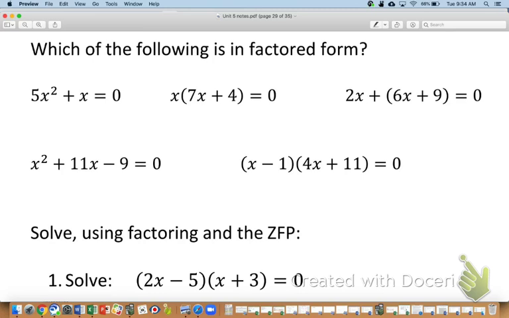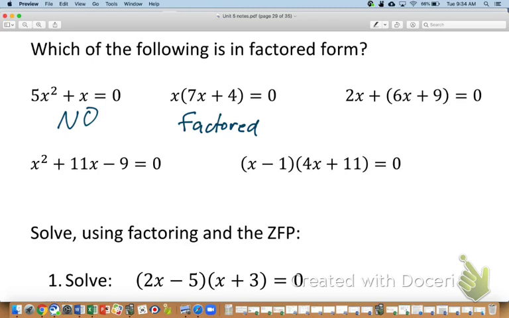All right, so what do you guys think? The very first one there, 5x squared plus x equals 0, is that factored form or not? The answer to that one is no, it is not. What about the one right next to it there? x(7x plus 4) equals 0, factored or not? Yes, factored. Yeah, very good. Do you all see how in its most fundamental place, it's a multiplication, right? It's x times this other thing. Like that's how you would describe it.